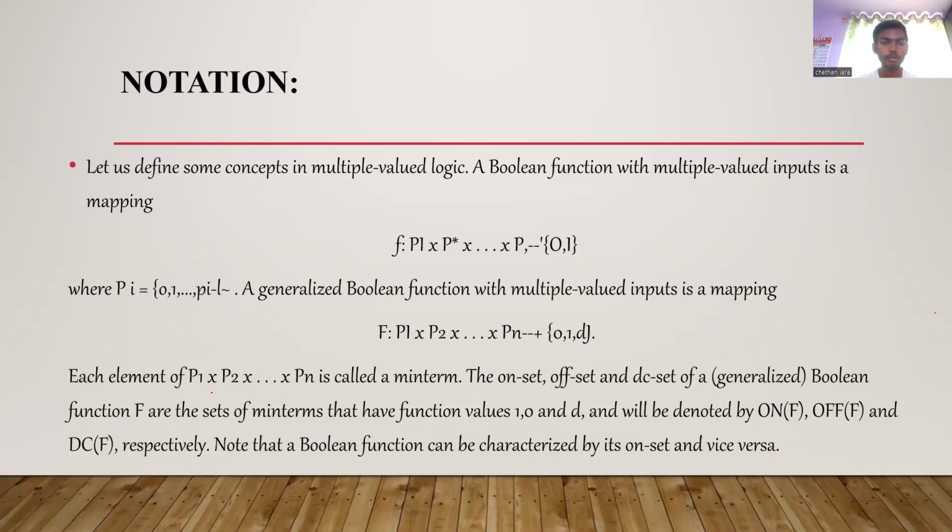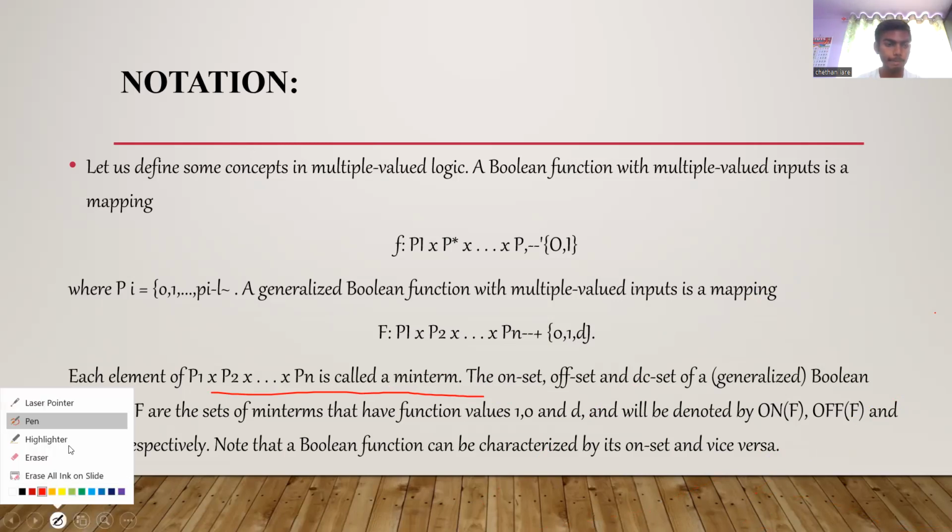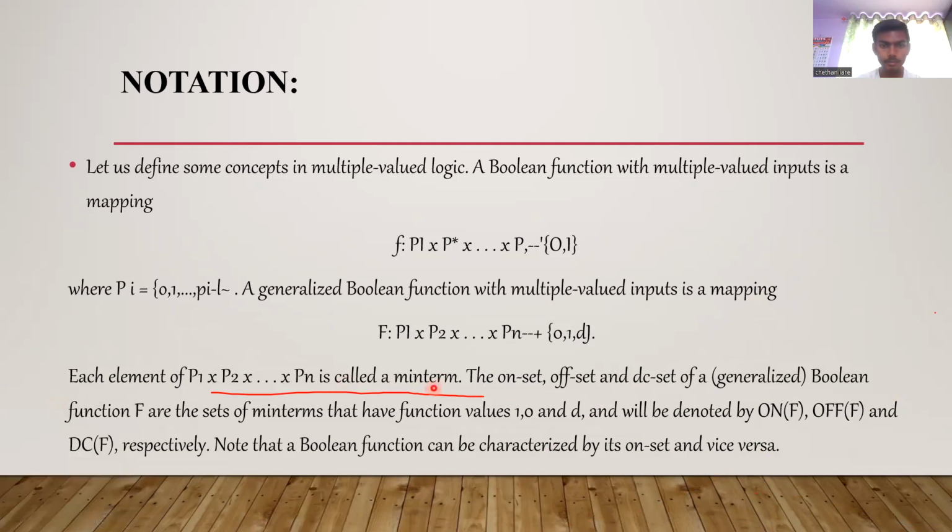Each element of P1, P2, and Pn is called a minterm. The minterms of the generalized Boolean function f form the sets of minterms that have function value 1, 0, and don't care, denoted by the on-set, off-set, and DC-set respectively. Note that a Boolean function can be characterized by its on-set and vice versa.